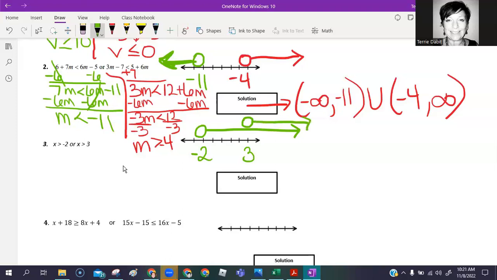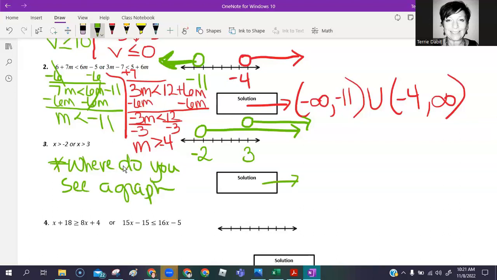And so don't forget that the OR problems are everywhere you see a graph. Where do you see a graph? Well, I start seeing one at negative 2, and both of those graphs go to positive infinity. Negative 2 will have a parentheses due to it having an open circle.